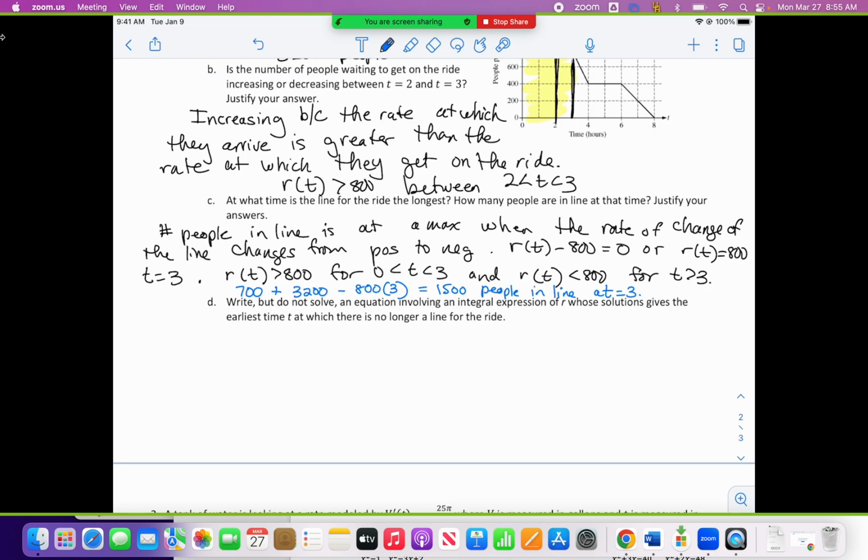All right, letter D. Write but do not solve an equation involving an integral expression of r whose solution gives the earliest time t at which there is no longer a line for the ride. Well, you'd have 700 plus the integral from 0 to t of r of x dx equals 800t.